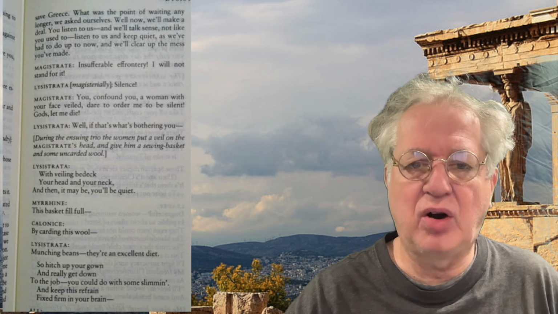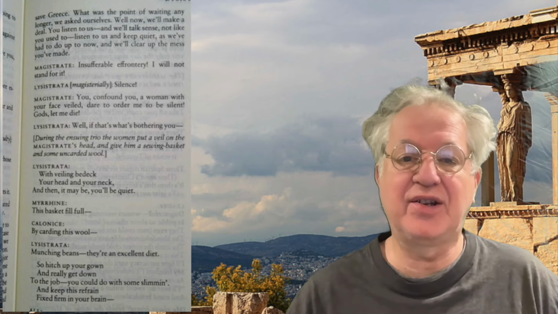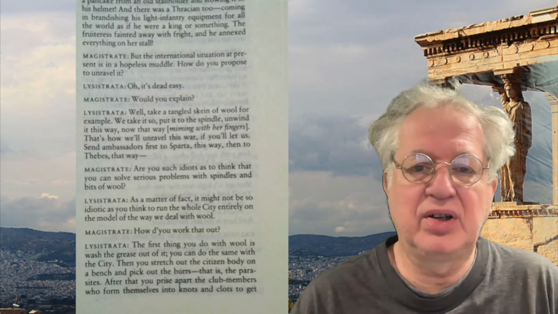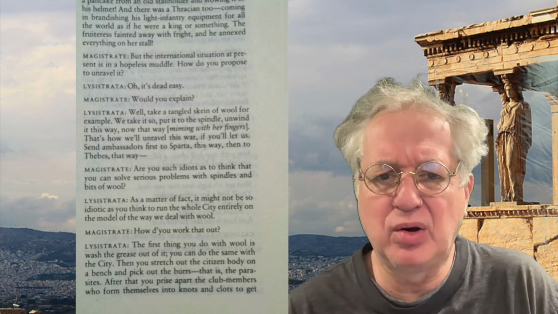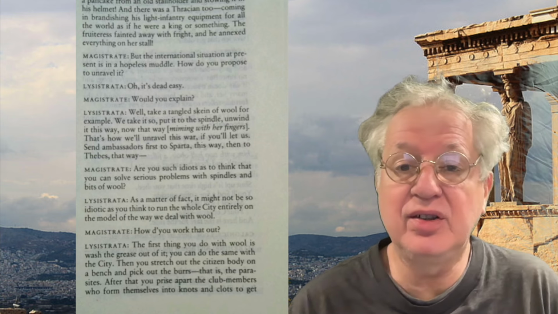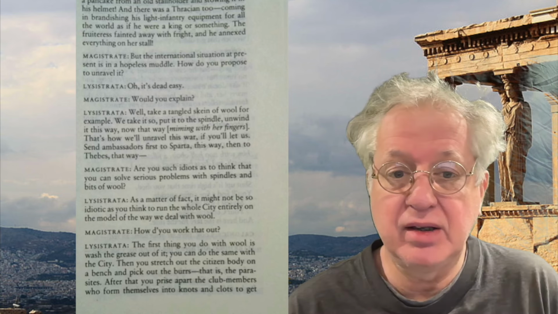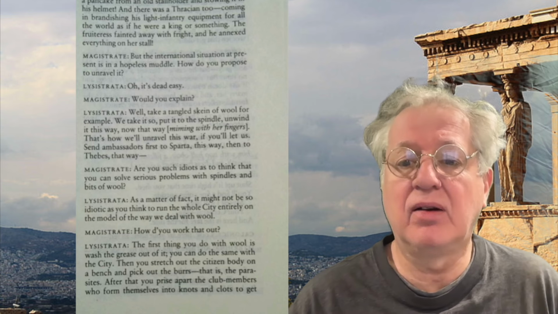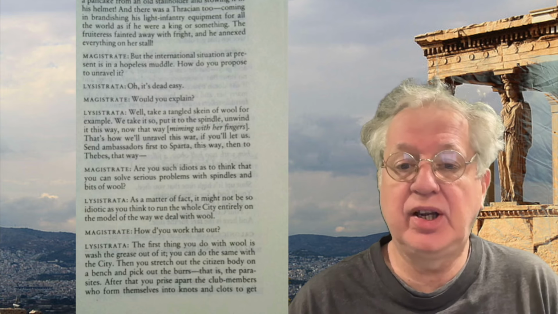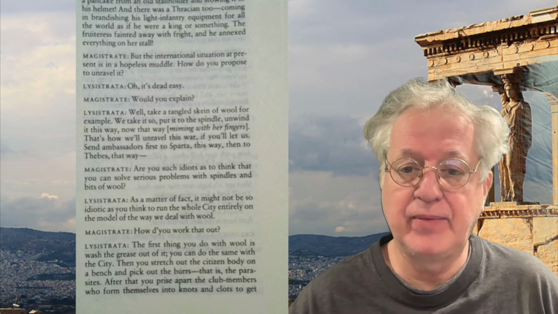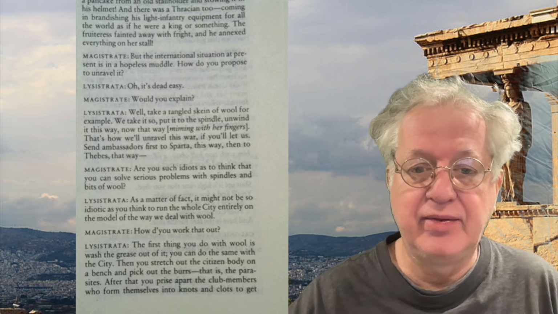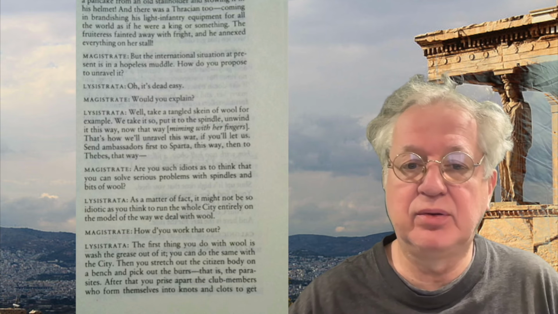And this is later on in this dialogue between the magistrate and Lysistrata. So the magistrate says, "But the international situation at present is in a hopeless muddle. How do you propose to unravel it?" She says, "Oh, it's dead easy." He says, "Would you explain?" She says, "Well, take a tangled skein of wool, for example. We take it so, put it to the spindle, unwind it this way, now that way." She's miming with her fingers. "That's how we'll unravel this war, if you'll let us.